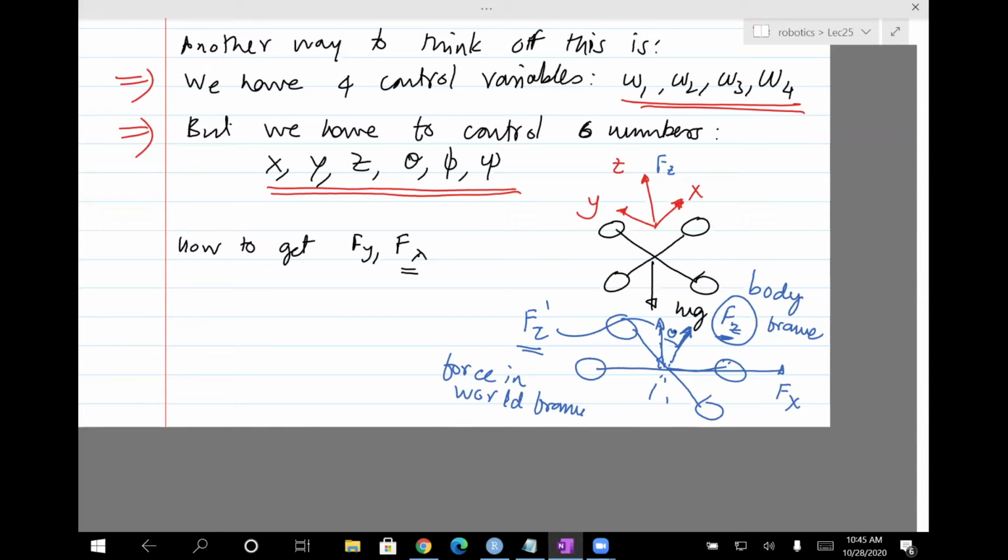Okay, let's see how we're doing on time. It's 45. I wanted to go ahead and derive the equations, but that will take me more than 5 minutes. So I'll stop here.